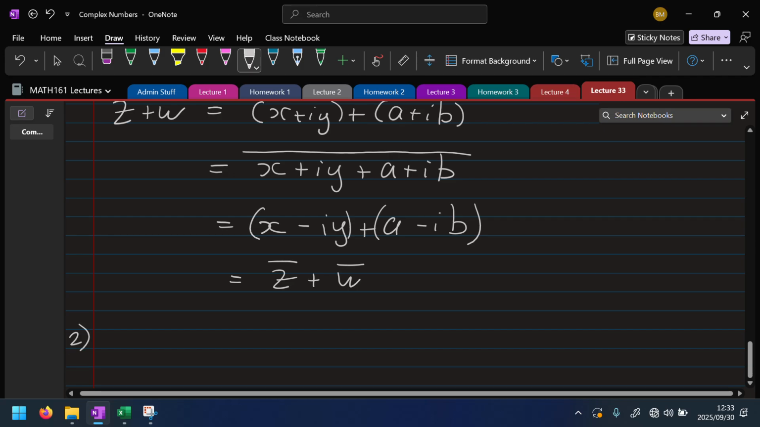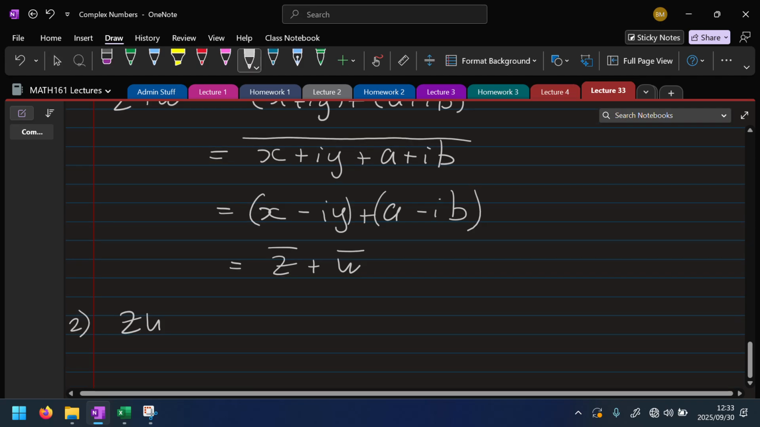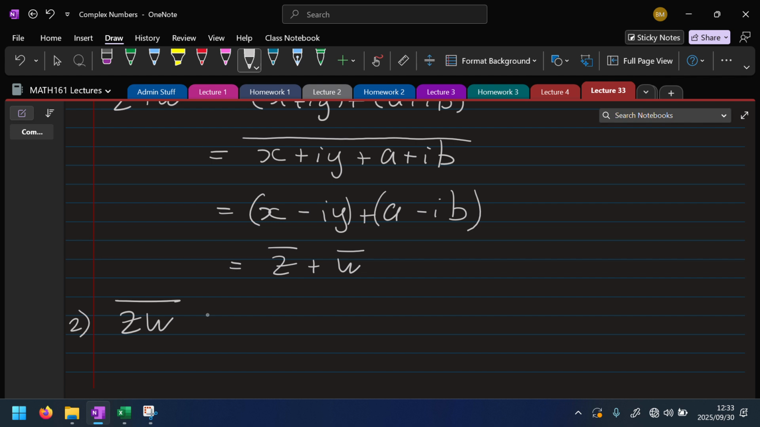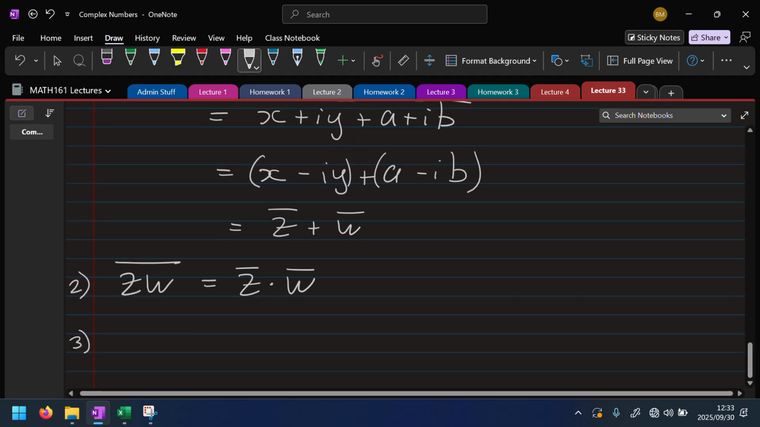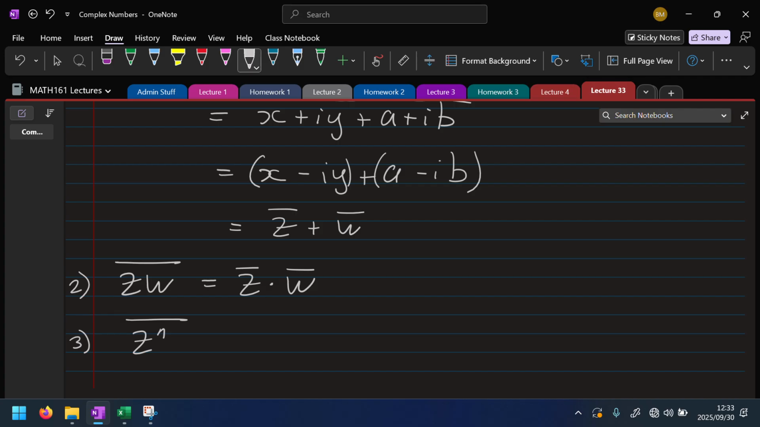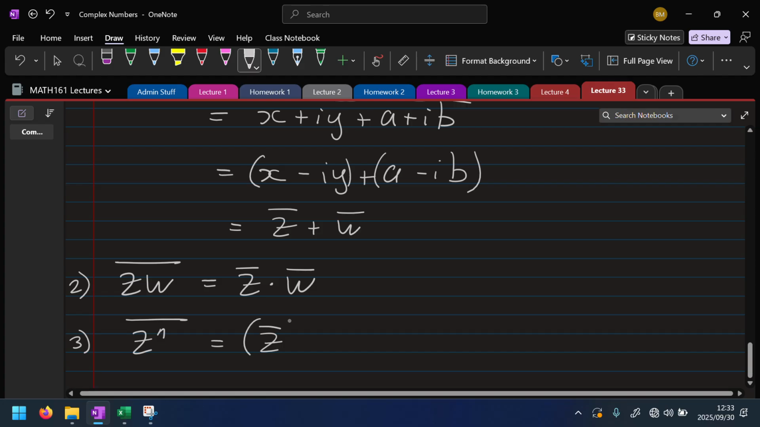Okay, property number 2. We have the bar of zw, so we have a product, and the bar is over the whole product. This is equal to z bar times w bar. So it distributes over the plus, and it also distributes over multiplication. And then the third one: if we have z to the n bar, some power of z, and we do the bar over everything, this is the same thing as z bar first, and then we do the power. Okay, so these two are proofs for homework.